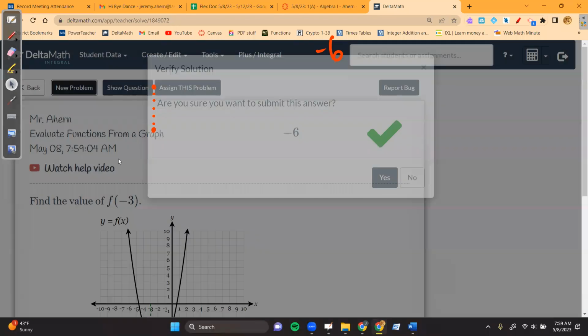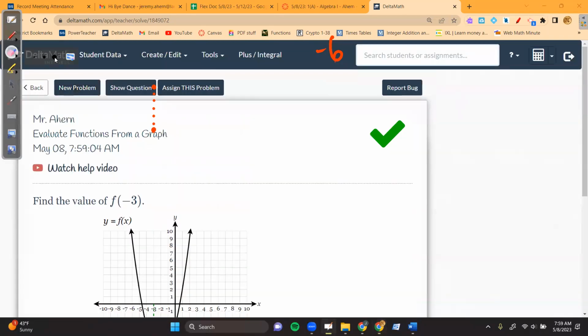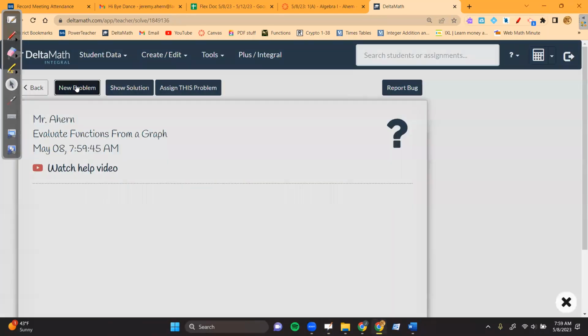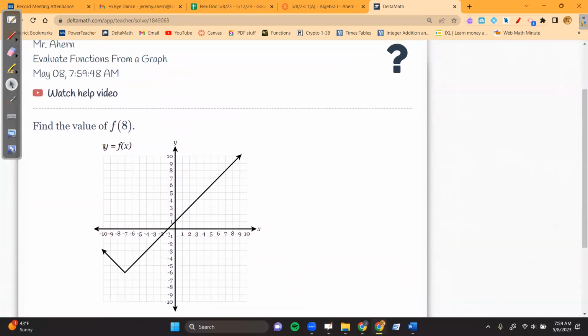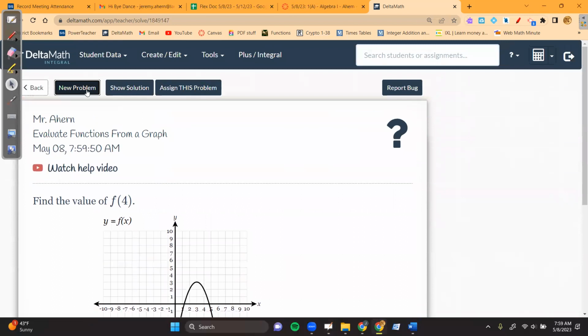All right, let me see if there's anywhere there's multiple possibilities. These are all pretty straightforward, I think. Yep. So you shouldn't have any issues with that.